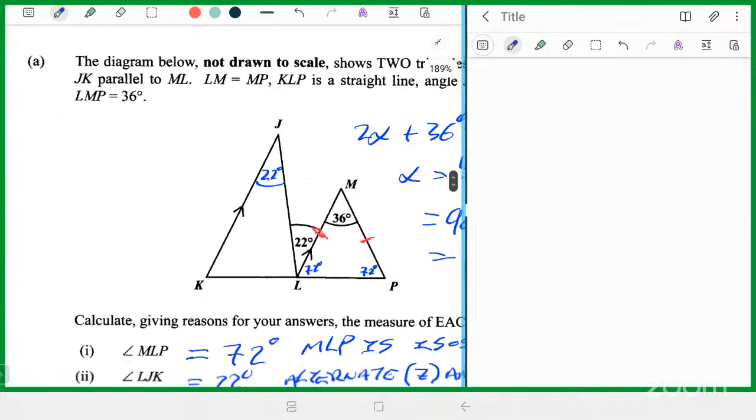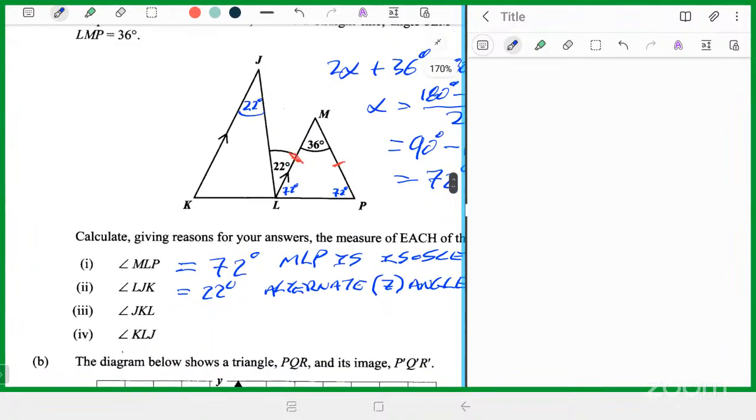All right. Next angle I want is JKL. Where's that? JKL. That's this one right here. That is 72, you know. I know that is 72. Okay, it is corresponding with this one. Mark that in a different color. JKL is 72.